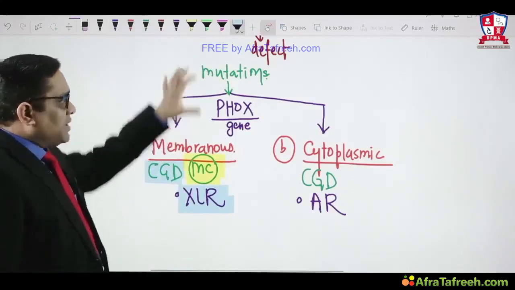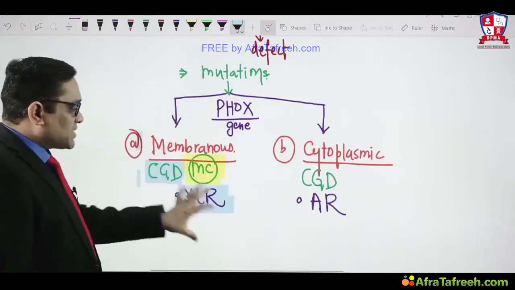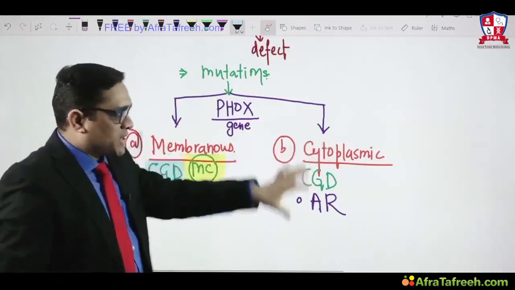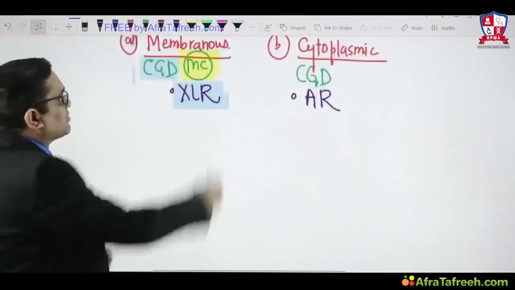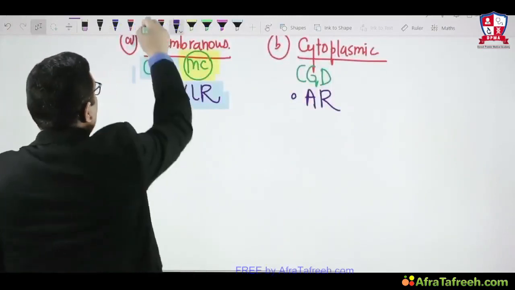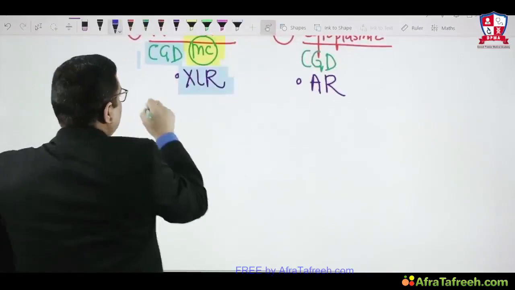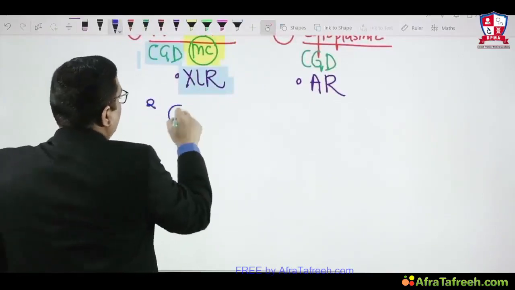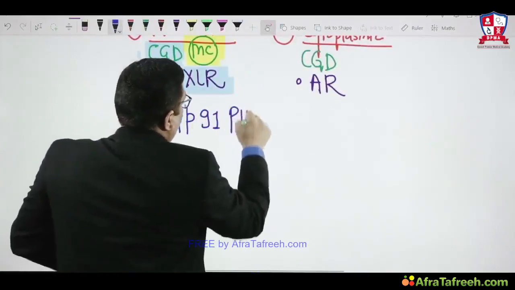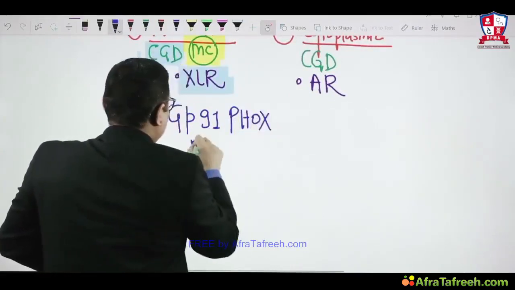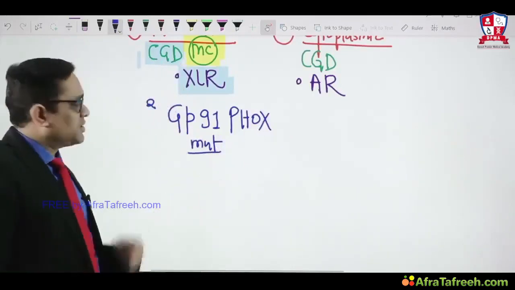So now we can see that the mutation is in the FOX gene, membranous and cytoplasmic. Membranous is X-linked recessive, more common. Cytoplasmic is autosomal recessive, less common. And what are the genes responsible for this? Again, this was a question in the All India exam. When we are talking about membranous, it is the glycoprotein 91 FOX gene mutation. So GP91 FOX gene mutation.